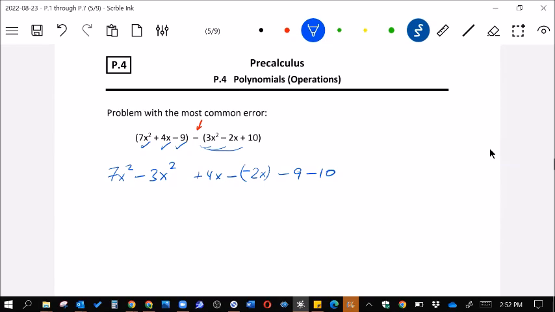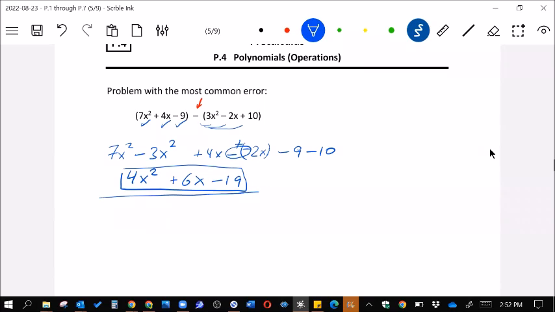So here we have 7 take away 3 of these. So we have 4x squared. And these two negatives become a positive. So it becomes plus 6x. And then that minus 9 take away 10 is minus 19. That's one method to think of it, to do it. And that is correct.